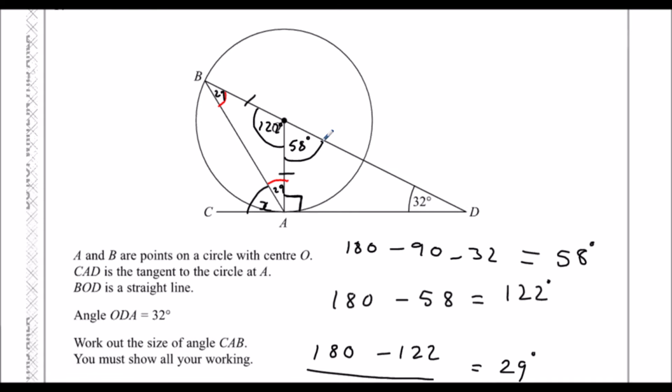Angles in a triangle add up to 180. Angles in a straight line add up to 180. Angles at the base of an isosceles triangle are equal. And either angles in a straight line or tangent meets radius at 90 degrees again for our final reason.